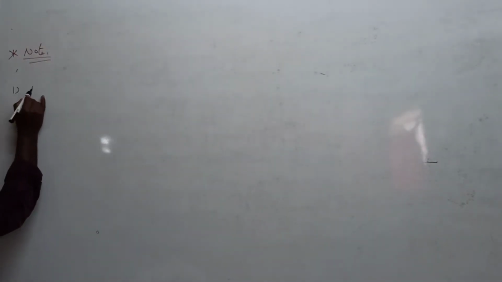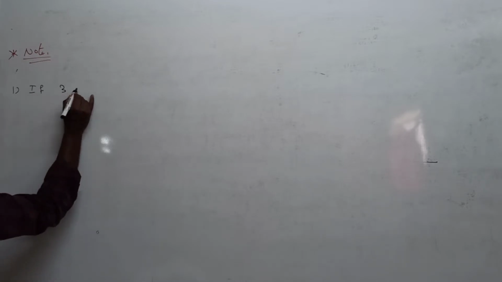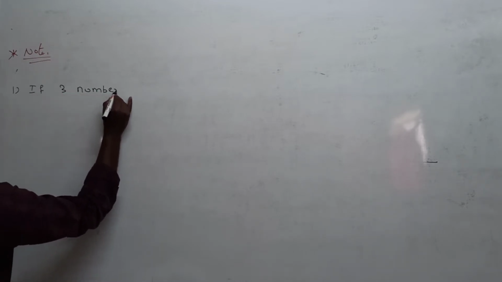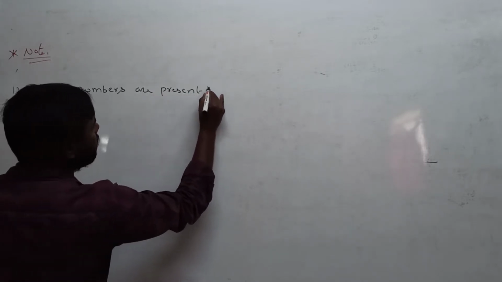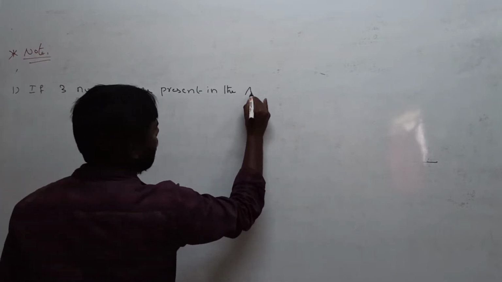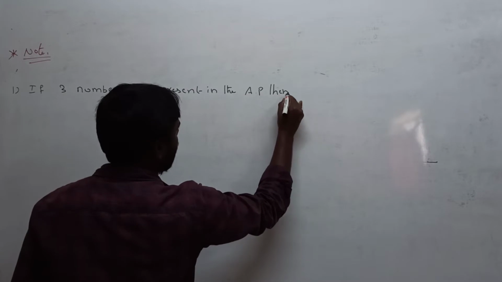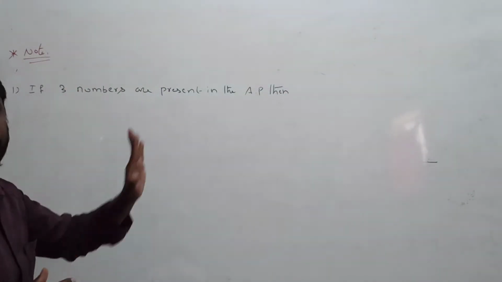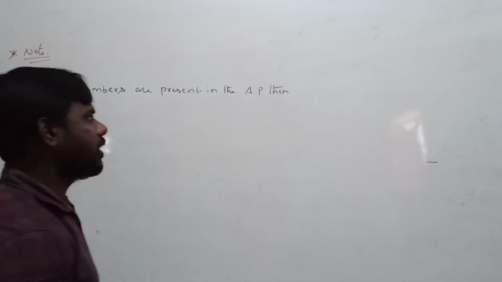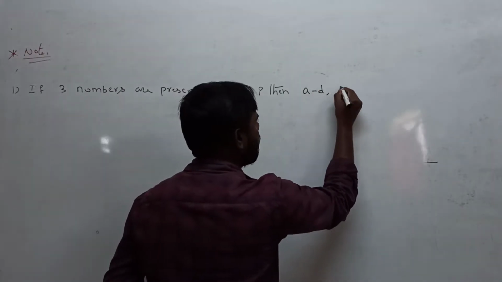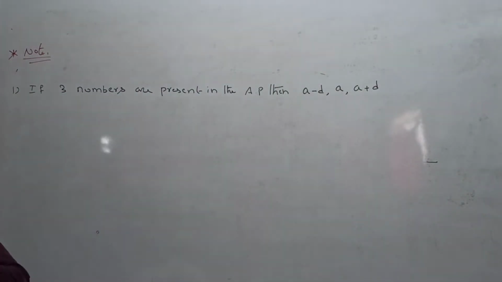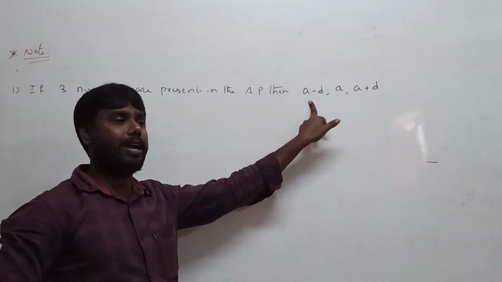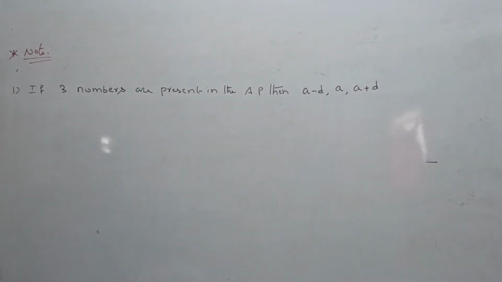First point is, if three numbers are present in the arithmetic progression, then whenever there are three numbers in the arithmetic progression, we are assuming the three numbers are: one is a minus d, second one is a, third one is a plus d. Very important point.